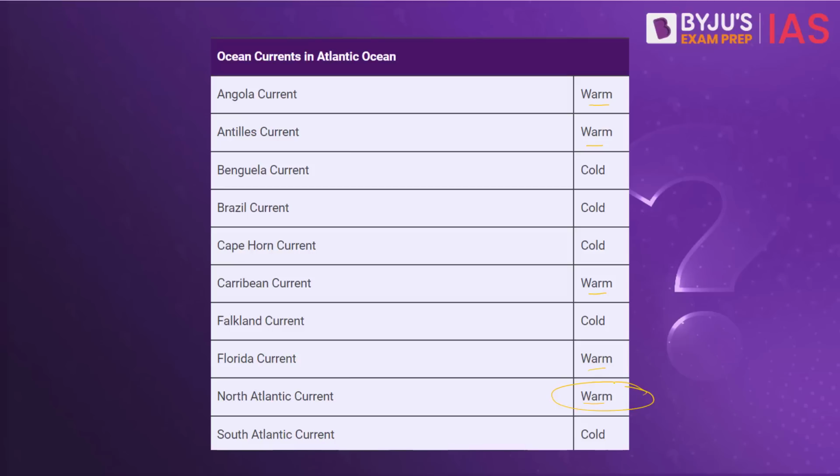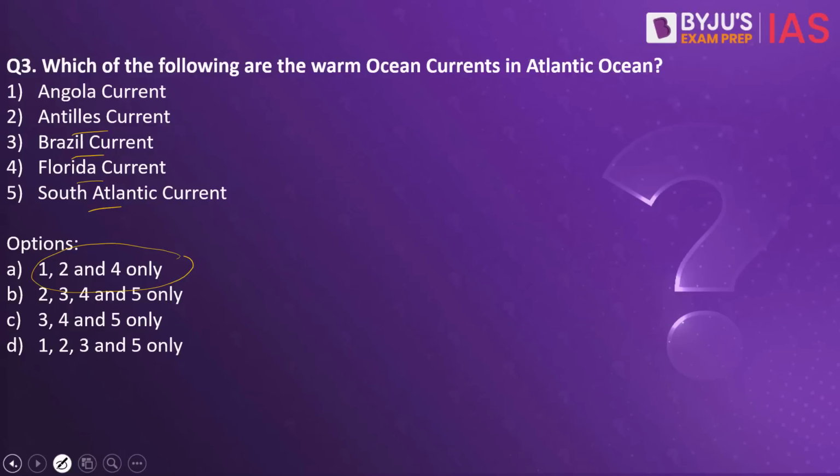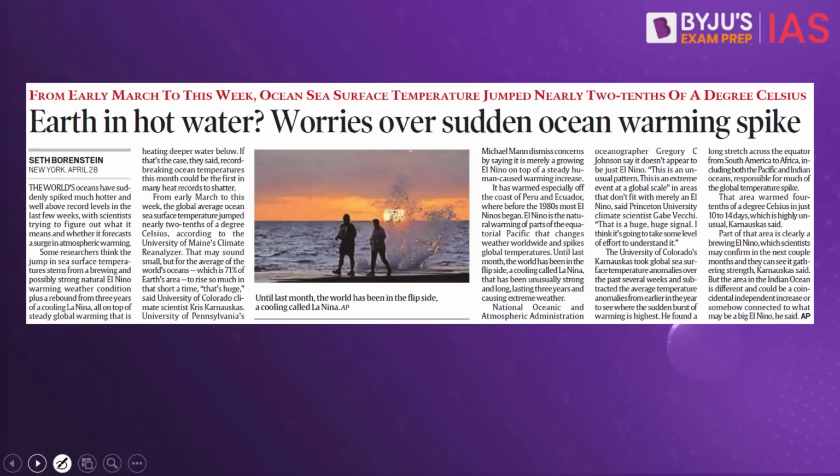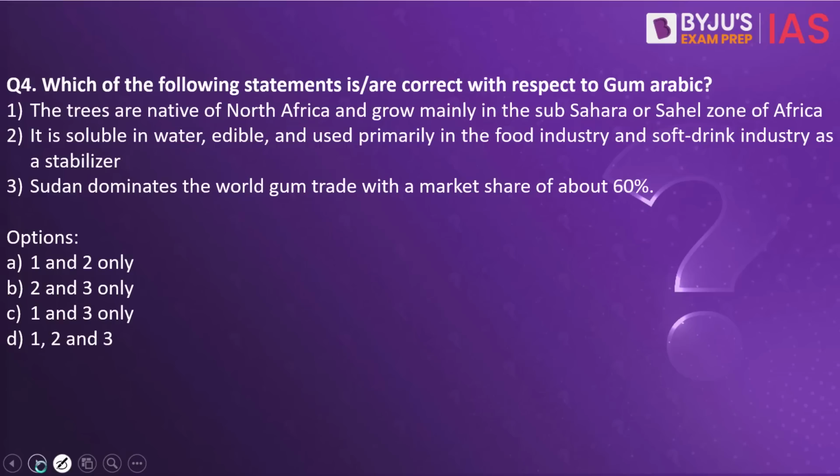But the rest of it, the Benguela current, the Brazil current, the Cape Horn current, the Falkland current and South Atlantic current are cold currents. Since the question is asking for the warm ocean current, the answer to this would be 1, 2 and 4. Now let's look into the next practice question.